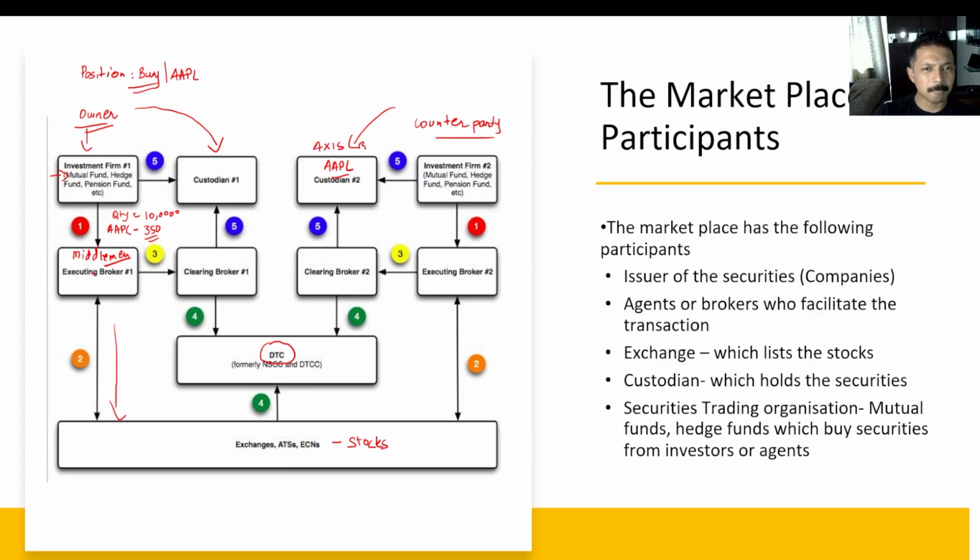So custodian means nothing but a kind of a bank which stores your securities in a digital format safely, and also ensures that the process is followed. Similarly, let's say we have another custodian, Yes Bank. So once everything goes according to plan, then this security will transfer hands into this custodian, and in return cash will be paid to the other custodian. So this is how the entire market participants structure looks like. Okay, so let's move forward.